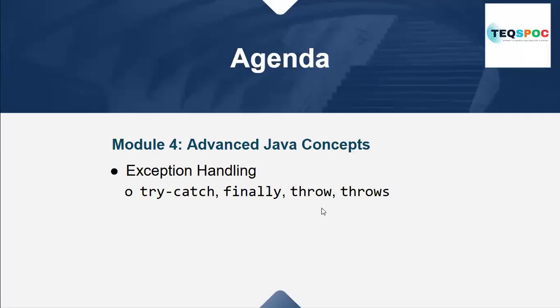Today's session agenda will be, we will see what is exception handling. Inside exception handling, we will use try catch block to handle the exception. How to create a try catch block, how they handle exceptions, we will see. Then we will see what is finally block and what are the throw and throws keywords. All these things we are going to discuss in this session.